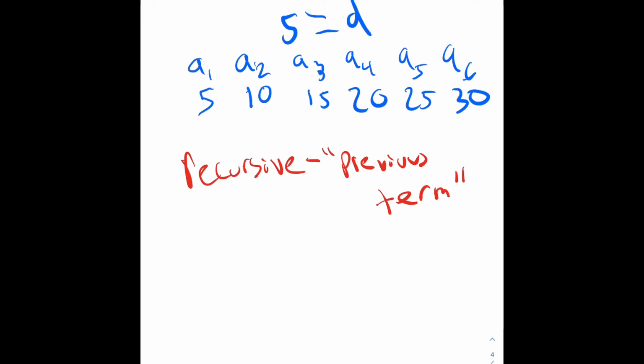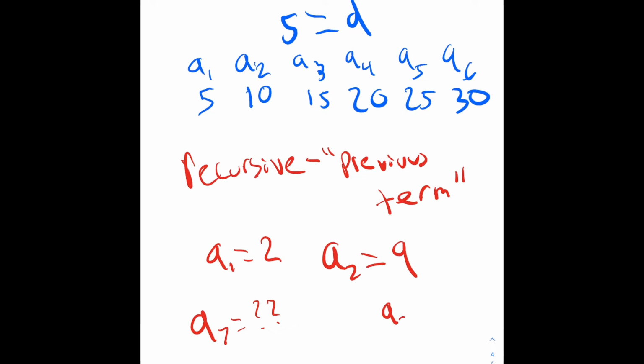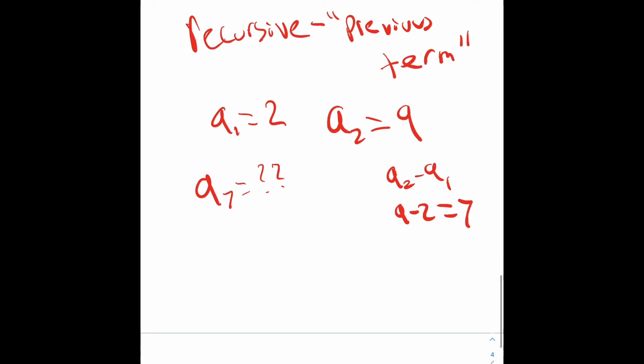So what we mean by that is that if I want to find the fifth term, I need to know the fourth term. If I want to know the 100th term, I need to know the 99th term. So if I said find the seventh term of the arithmetic sequence whose first two terms, a sub 1 is 2 and a sub 2 is 9, and we want to find the seventh term. It tells us that our common difference, because again, a2 minus a1, 9 minus 2 is 7. So I know that my common difference is 7.